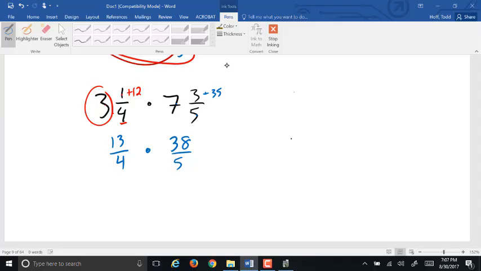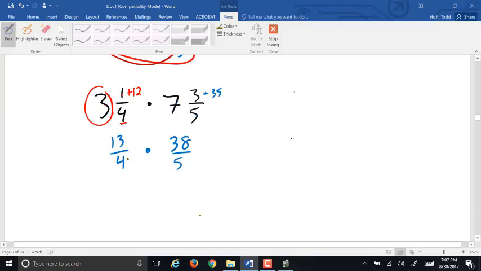So if we look at this, just like any other fraction multiplication, we can cross cancel here. Both the 4 and the 38 can be divided by 2. 38 divided by 2? 19. 4 divided by 2? 2. So that makes it a little bit easier. 13 times 19 is 247, right? 2 times 5 is 10.